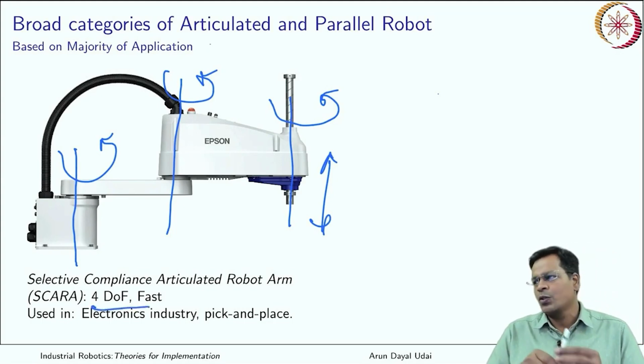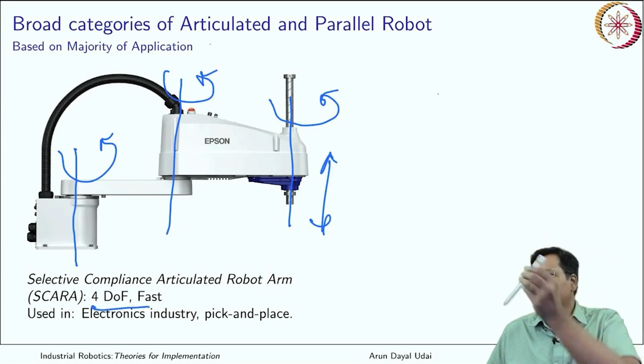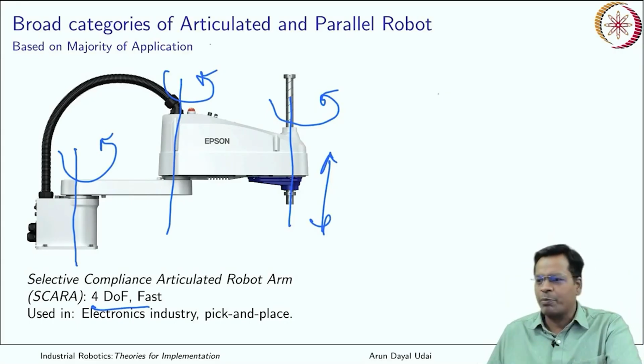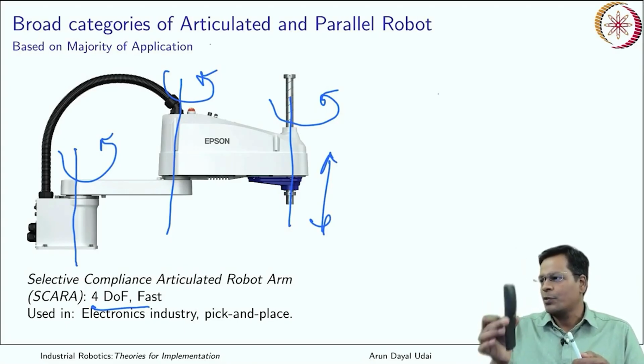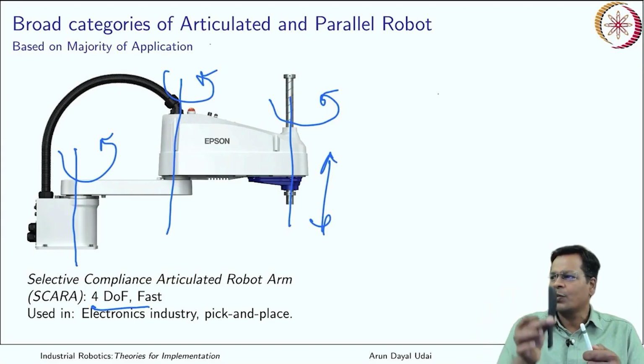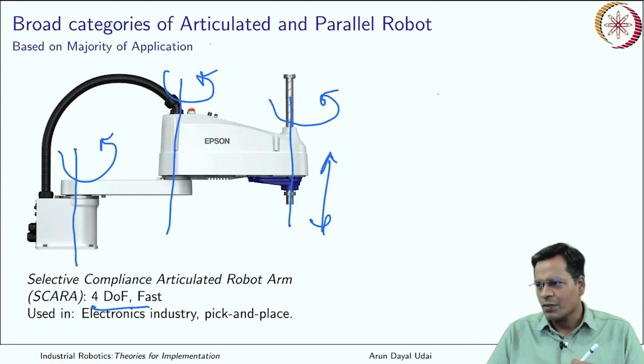Why? You don't need a roll or a pitch when you are doing a pick and place operation. You just have to go vertically downwards, go vertically upward, and put it somewhere else. So that is the reason it is used mostly, and they are very, very fast.